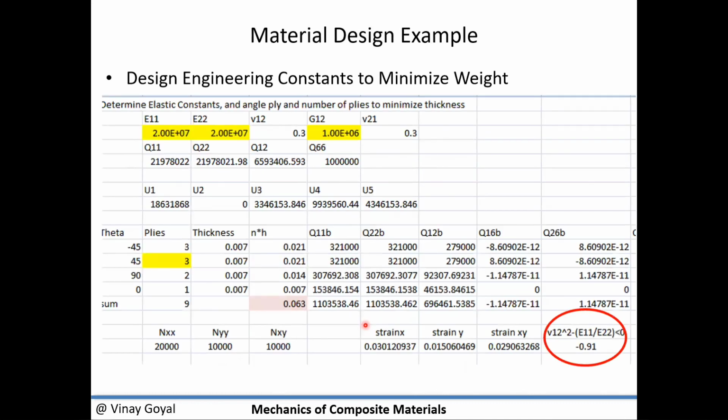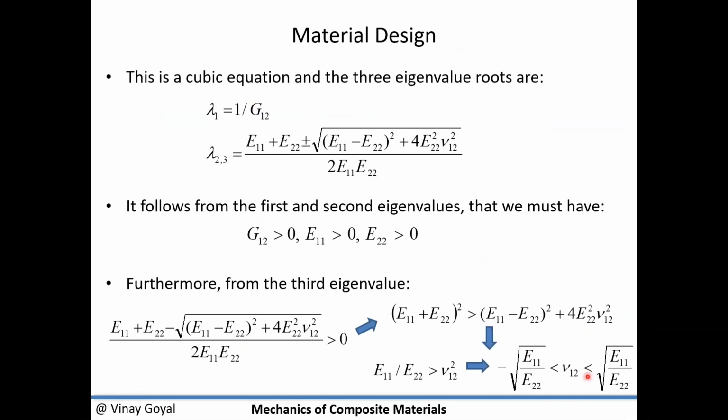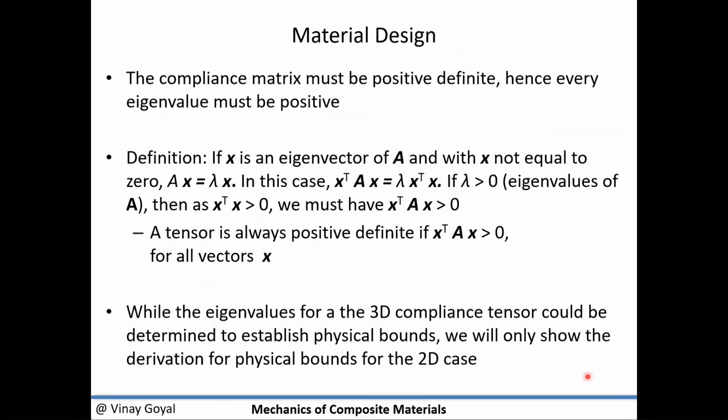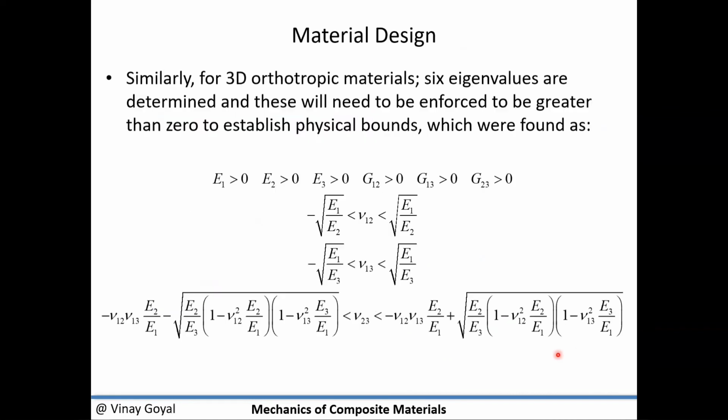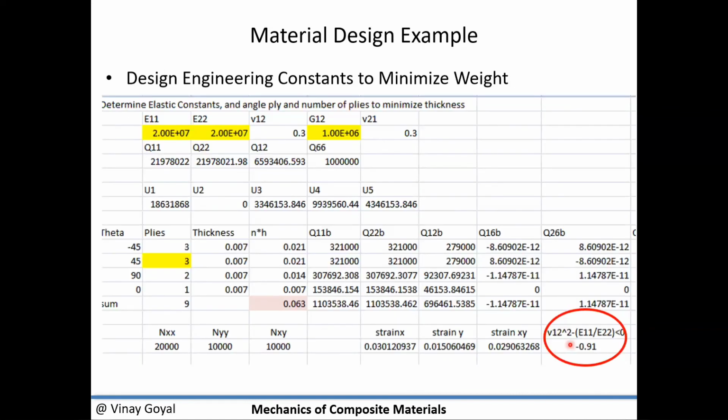So let's go to a new example problem. The idea now is to come up with ply angles, but also what E11, E22, and G12 I should select to optimize this design. Now for 2D, I have to satisfy this relationship as we discussed here. This is the relationship we need to satisfy, and that's what is shown here. That's a key point that needs to be considered.